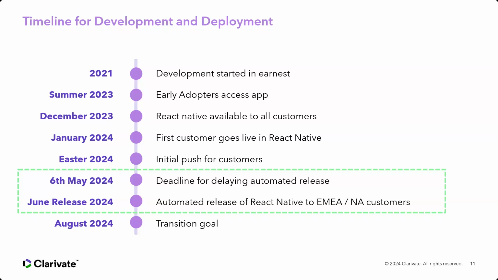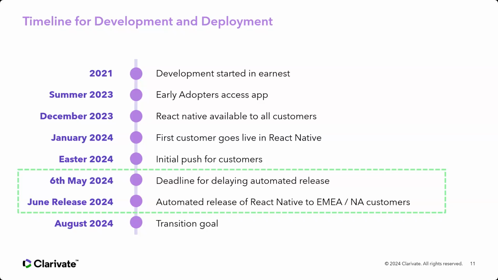So what we're planning to do in the June release in 2024, we're planning to do the mandatory release in June instead of in May for our EMEA and NA customers. And in this release, we will build and submit the React Native app instead of the existing app. You can opt out of this process, and the deadline to do so is May 6th, 2024, because we need to know in advance that we should skip you and not build the app for you. But we'd strongly suggest to not opt out.